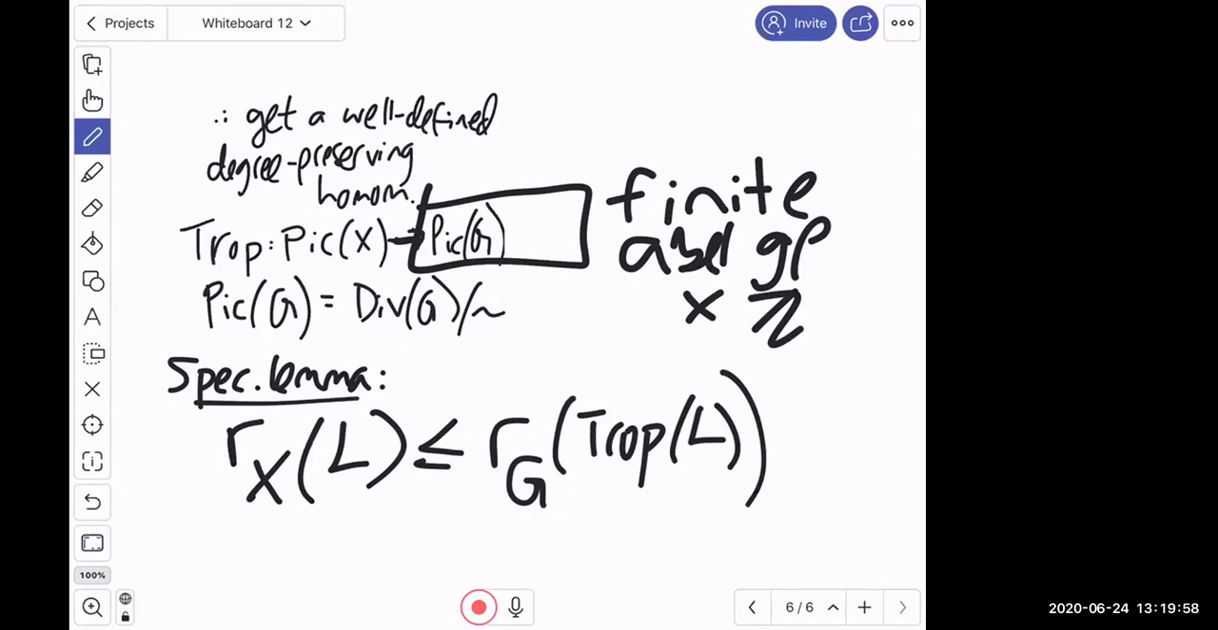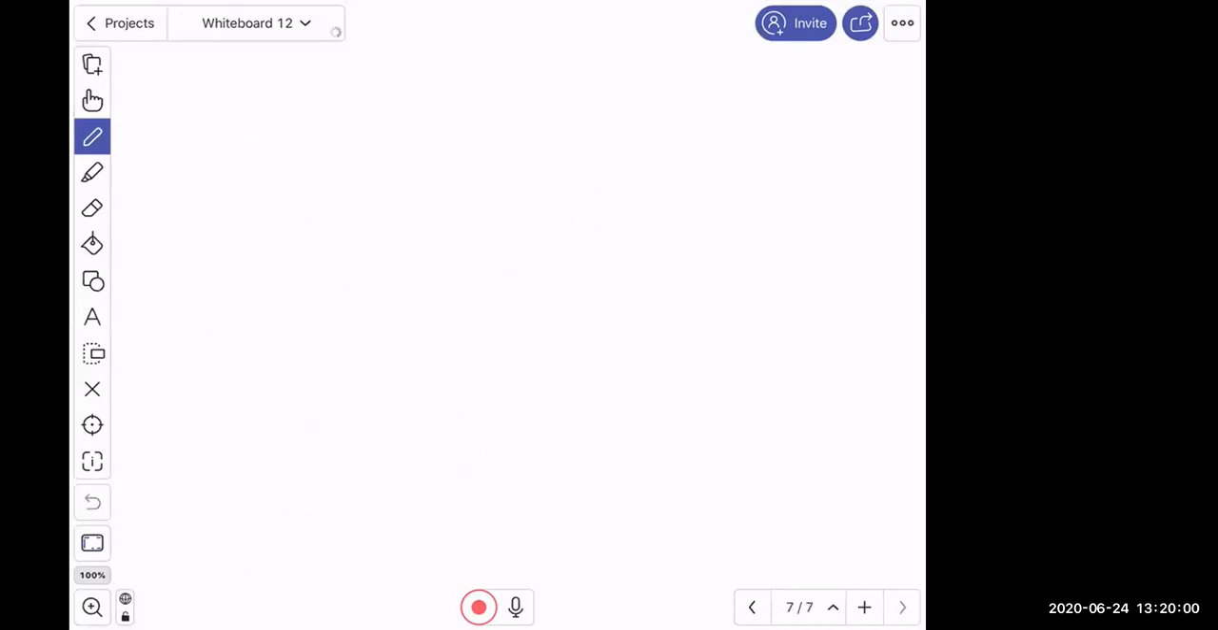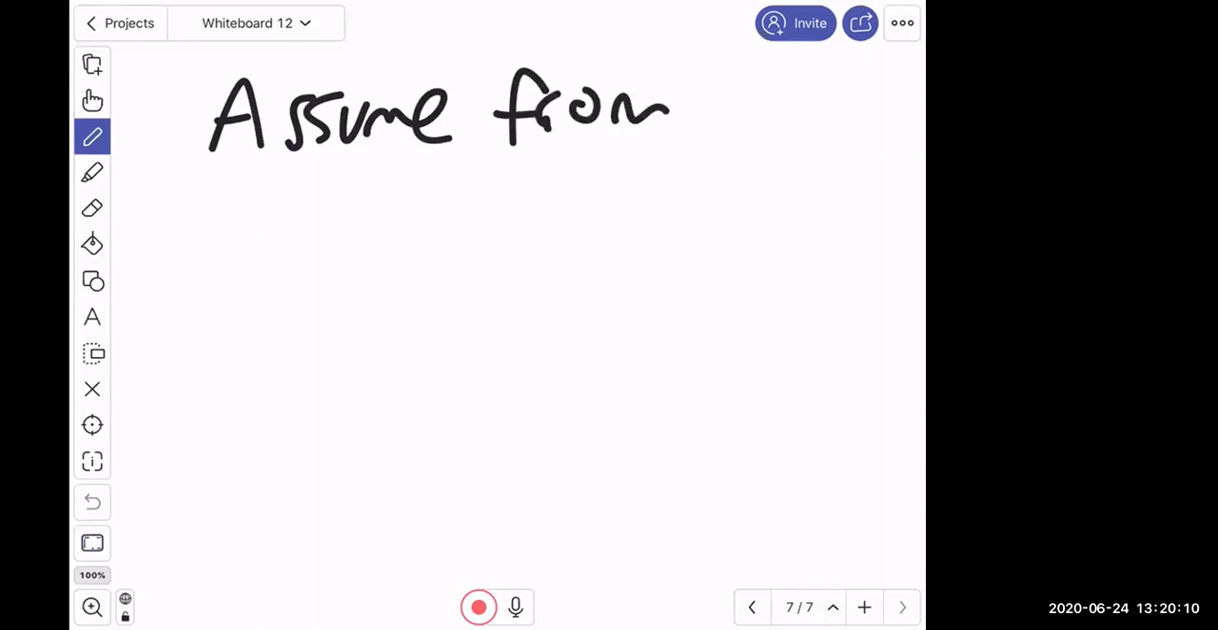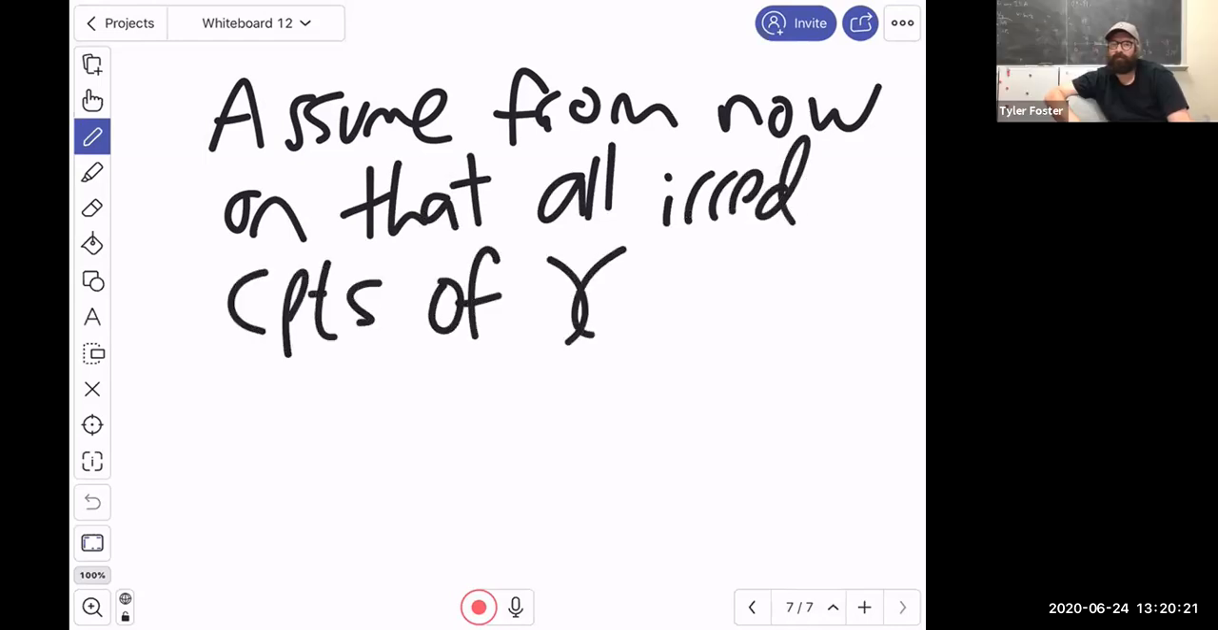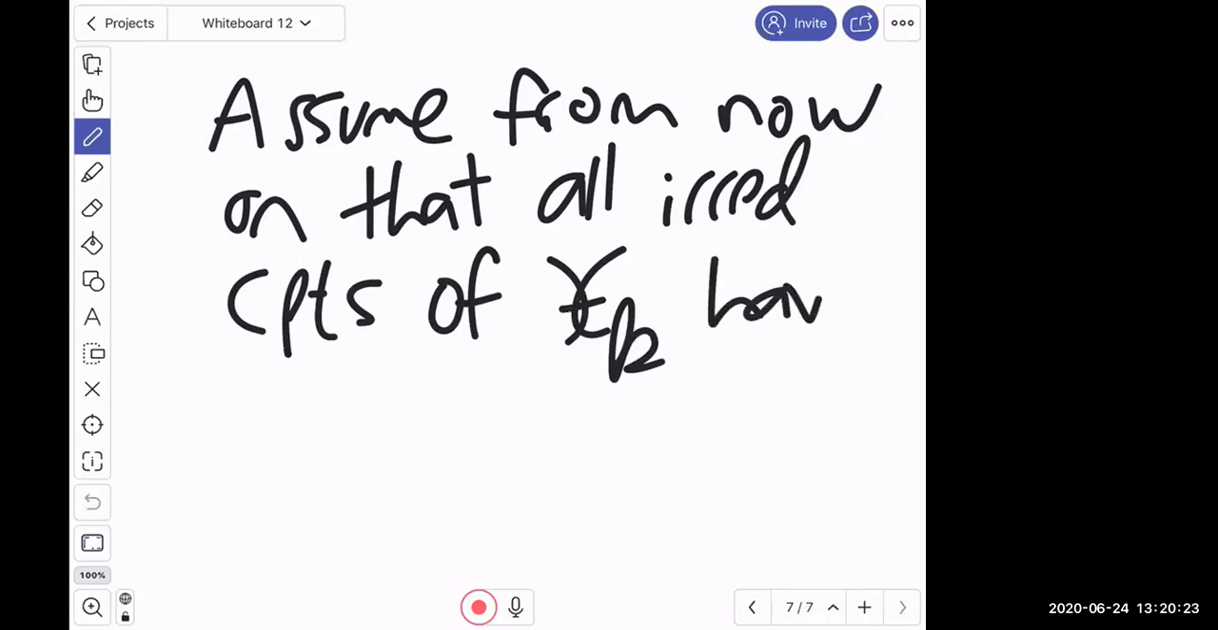One more thing I wanted to say. Let's assume from now on, and this is purely because I have a lot to say in a short amount of time, that all irreducible components of the special fiber of my model have genus 0.